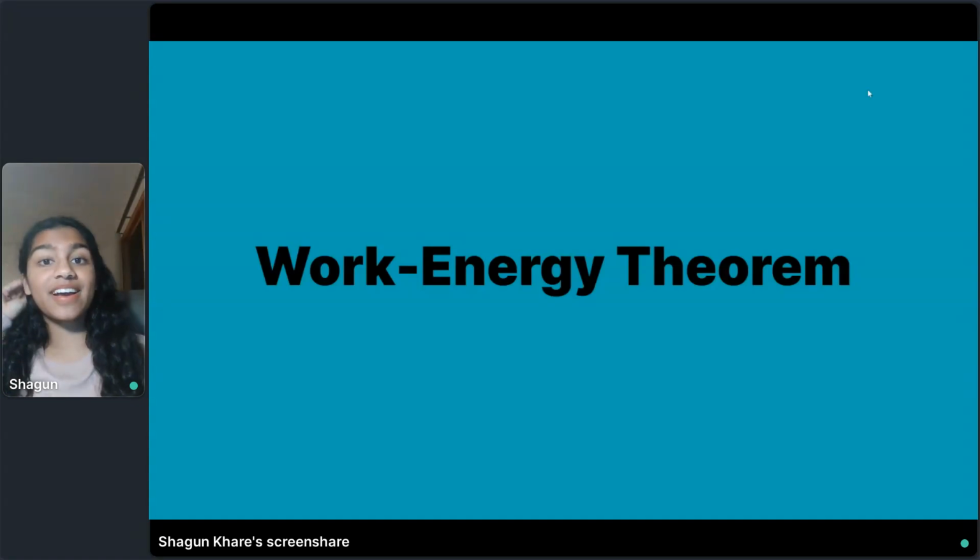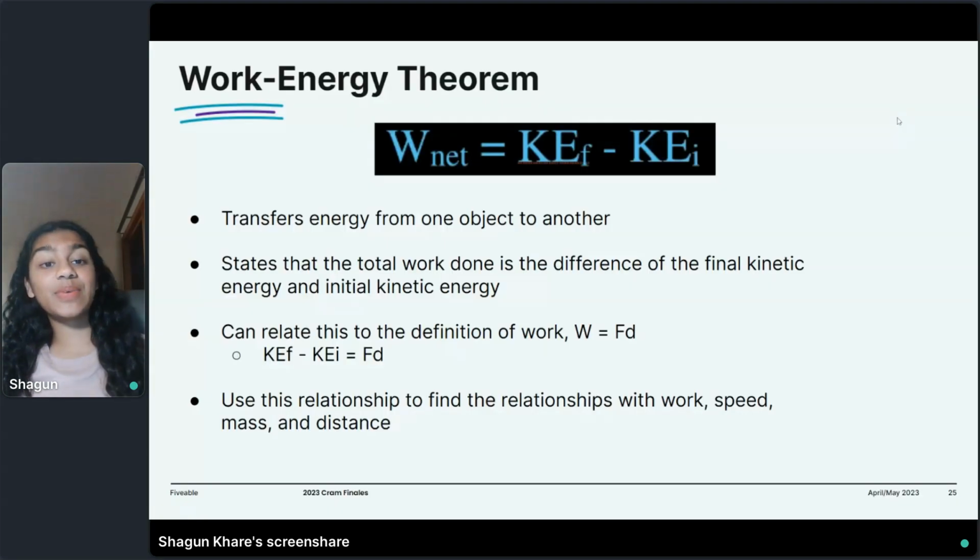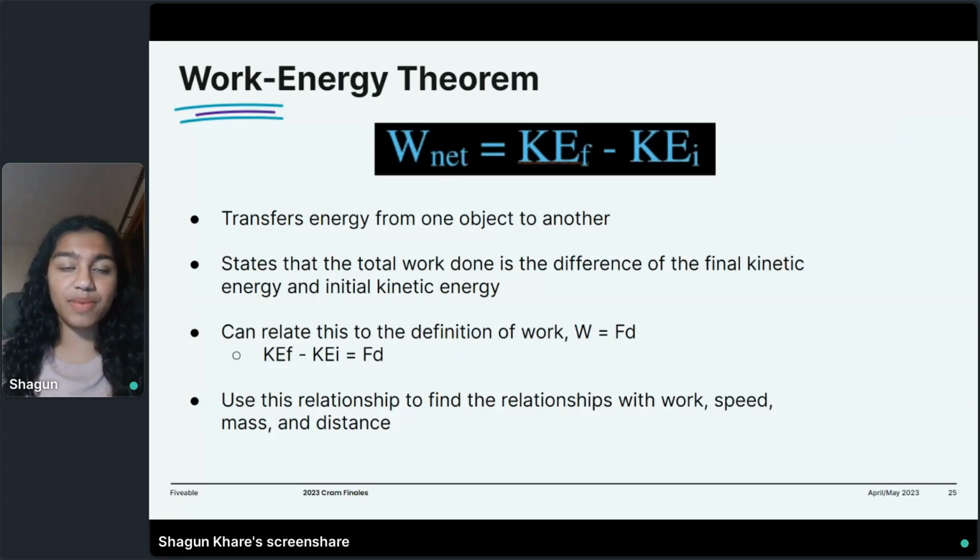So next, we're going to be talking about the star of the show, the Work-Energy Theorem. So what is the work-energy theorem? You might see this written several different ways on several different sheets, or whatever your teacher sent you. But one of the most common forms is that the net work is equal to the final kinetic energy minus the initial kinetic energy. Sometimes you might also see it listed as the net work is equal to delta kinetic energy, and that just means final minus initial.